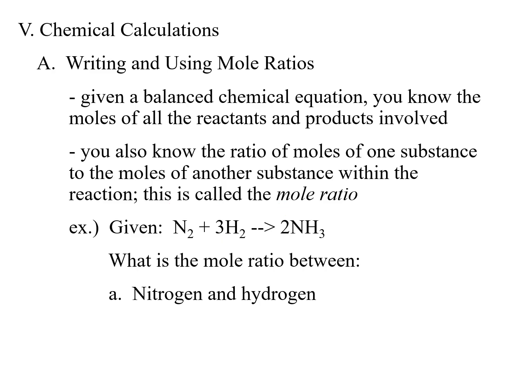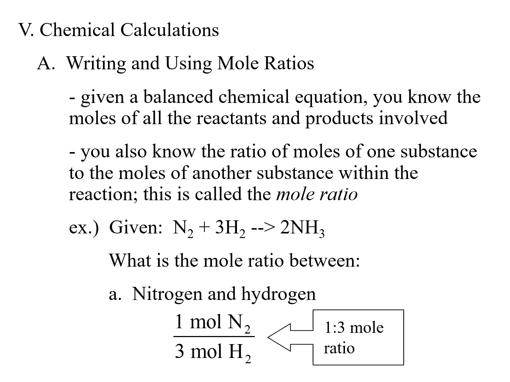If you look up at the balanced chemical equation that we have up here, we notice that there is a 1 in front of the N2 and there's a 3 in front of the H2. So the mole ratio between nitrogen and hydrogen is that there is 1 mole of nitrogen for every 3 moles of hydrogen. So I write it as nitrogen over hydrogen. Okay, that's our 1 to 3 mole ratio. When we write mole ratios, we're going to write them in these conversion factor forms, like a fraction.